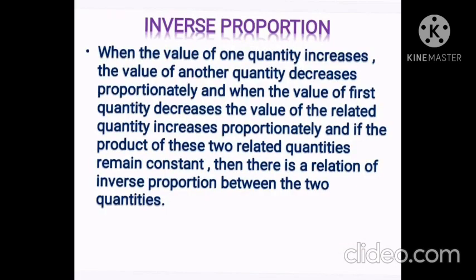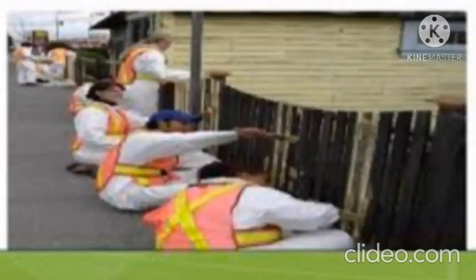Inverse proportion. When the value of one quantity increases, the value of another related quantity decreases proportionately, and when the value of the first quantity decreases, the value of the related quantity increases proportionately. And if the product of these two related quantities remains constant, then there is a relation of inverse proportion between the two quantities. For example, time to paint a wall and number of painters.